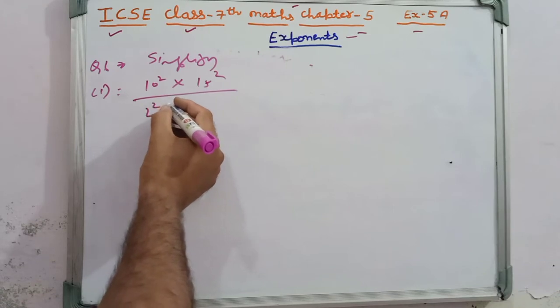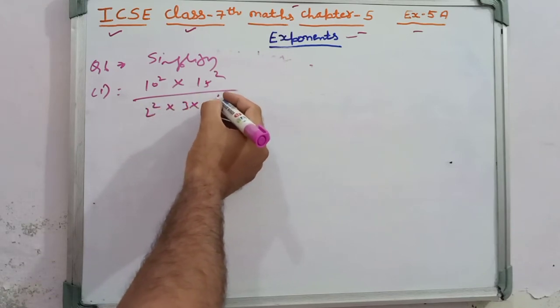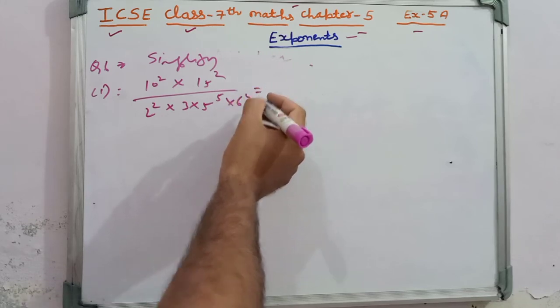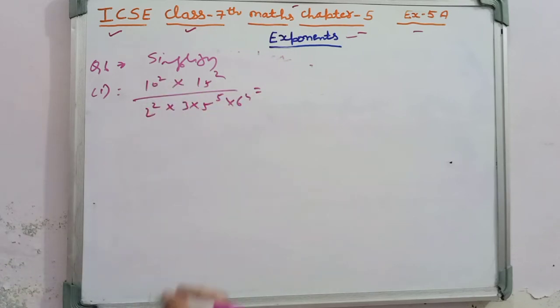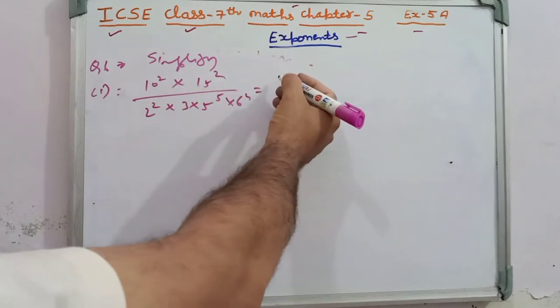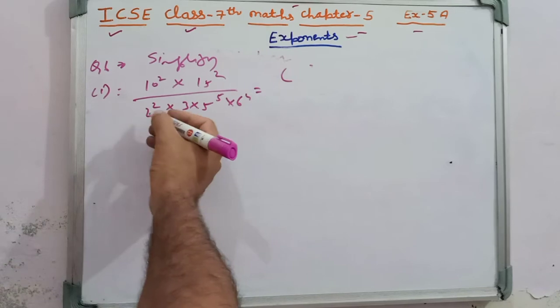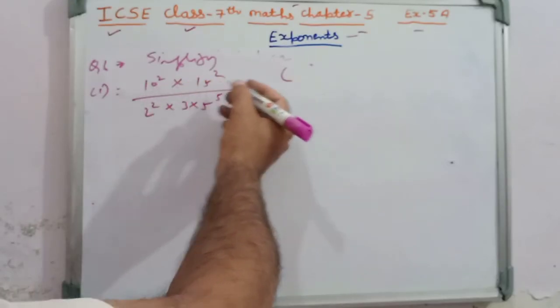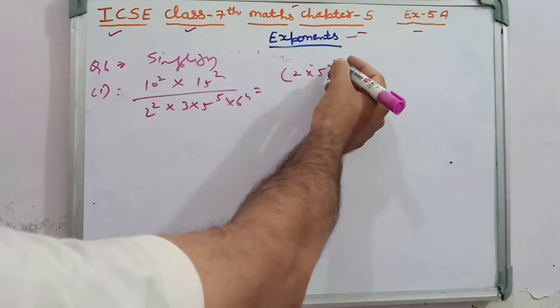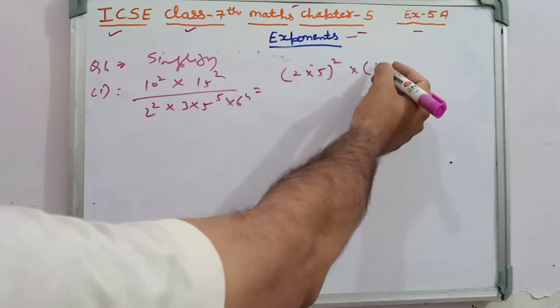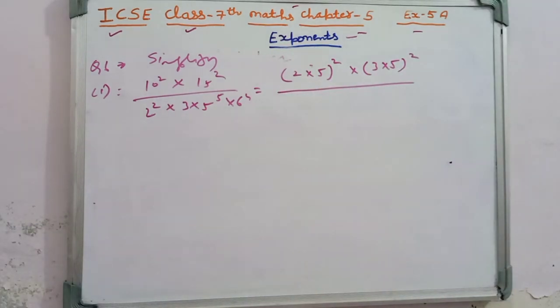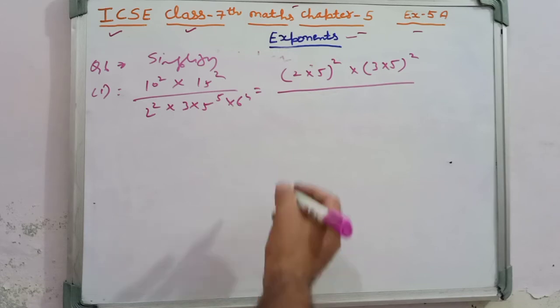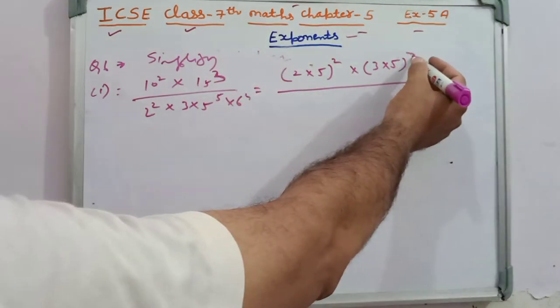Over 2 raised to power 2 multiplied by 3 multiplied by 5 raised to power 5 multiplied by 6 raised to power 4. If we do 10 times 10 is 100, 15 times 15 is 225, then it will become difficult for us. So we are going to break it down in these powers. 10 is 2 times 5, 15 is 3 times 5, and 6 is 2 times 3.